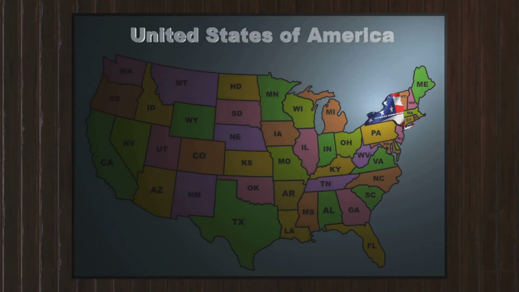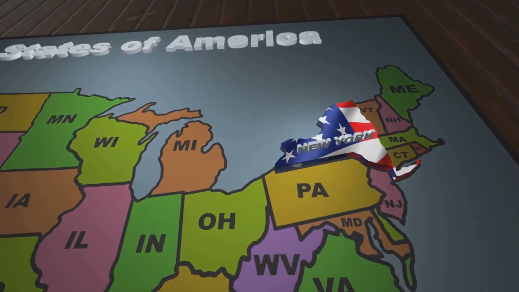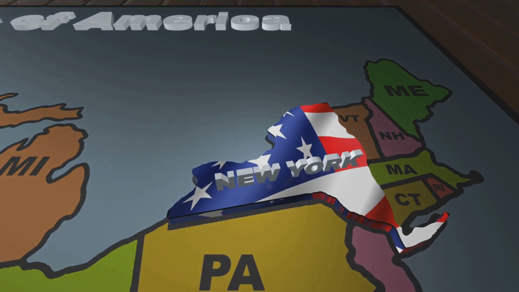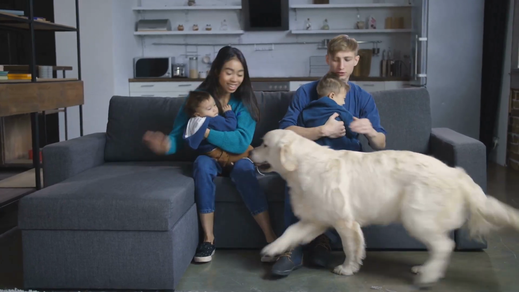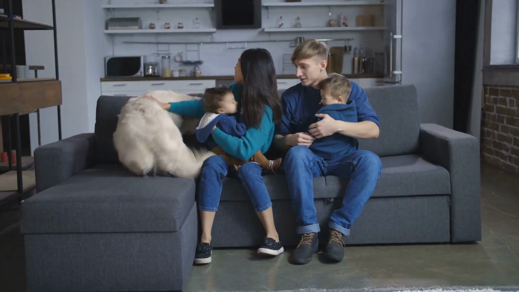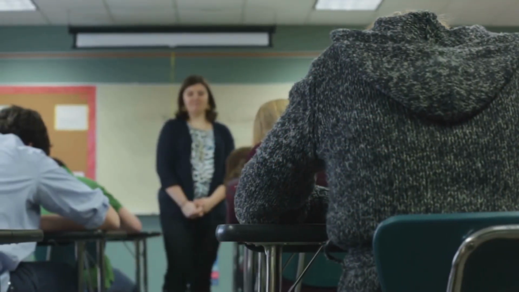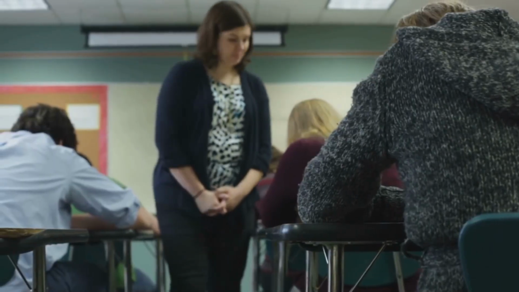The CogAT is a norm reference test, which means your child's performance is compared to that of other students the same age across the country who took the same test under the same conditions. It doesn't measure what a child has learned in school. That's what achievement tests like the EOGs do. Instead, CogAT looks at how a child thinks and reasons, their ability to find patterns, make connections, and solve new kinds of problems.